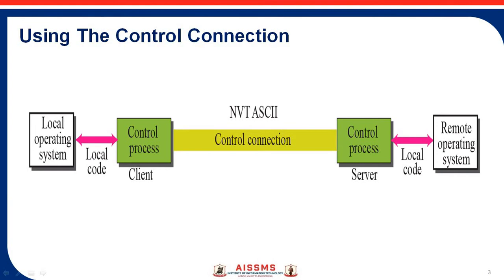This simple method is adequate for the control connections because we send one command or one response at a time. Each command or response is only one short line, so we need not worry about the file format or file structure. Each line is terminated with two characters, carriage return and line feed, the end-of-line token.